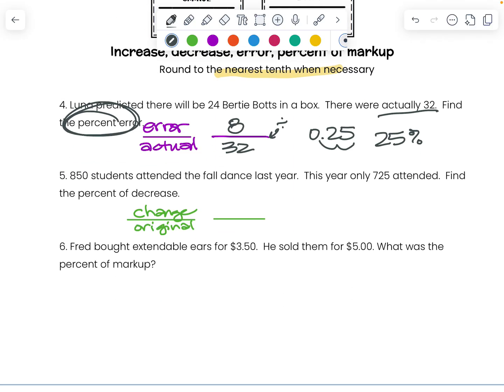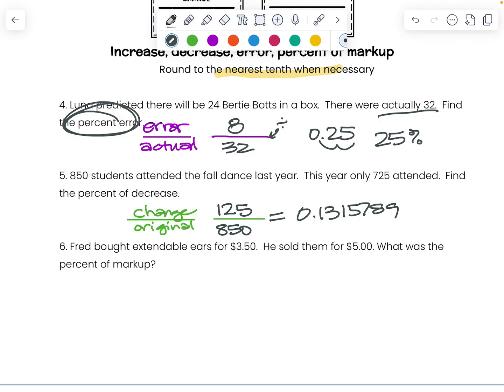So it said 850 students attended. All right, this year only 725. We're not putting 725 up top. How much did it change by? It changed by 125 students. Divide that. You're going to get some big, huge number. 0.1315789. Do I have to keep going?